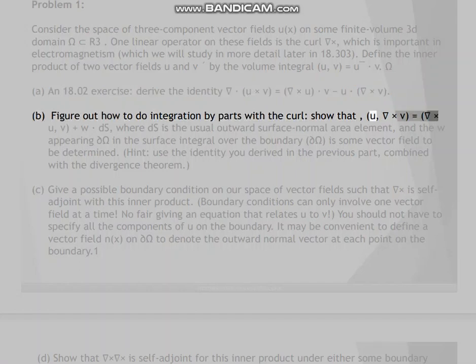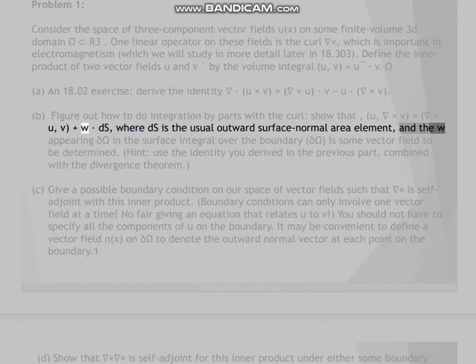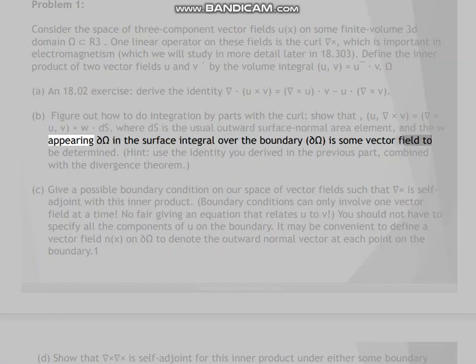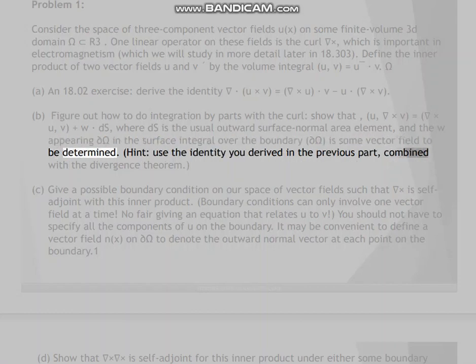Show that <U, nabla × V> equals <nabla × U, V> plus the integral of W·ds, where ds is the usual outward surface normal area element, and the W appearing in the surface integral over the boundary, del omega, is some vector field to be determined. Hint: use the identity you derived in the previous part, combined with the divergence theorem.